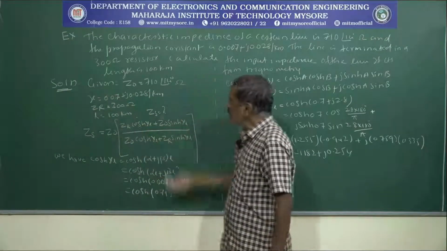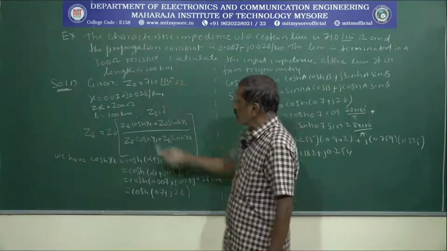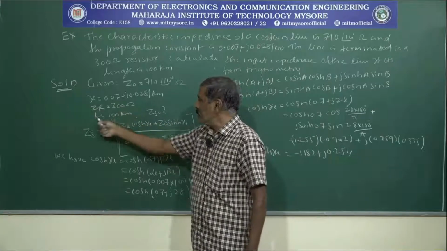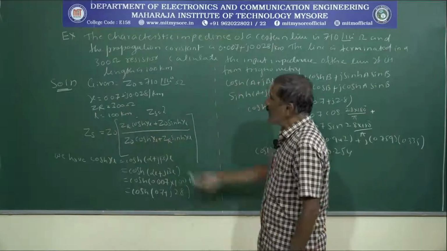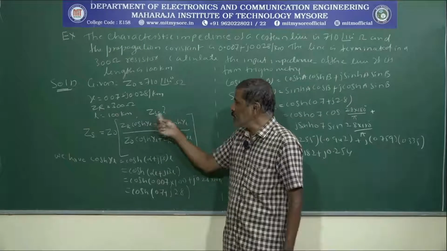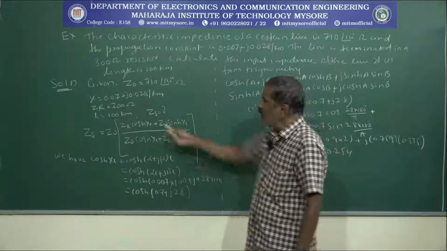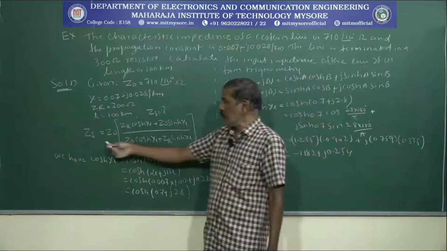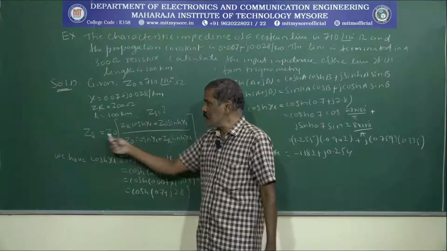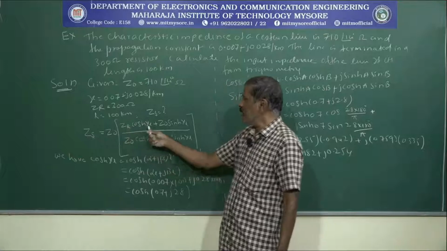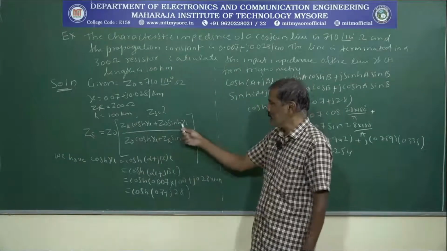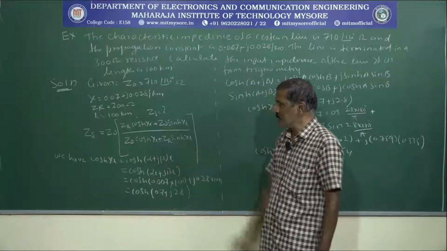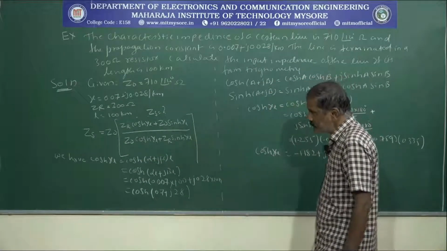For the solution, let us consider, write down the given parameters. Z0 is given, gamma is given, ZR is given and the length is given. You are supposed to calculate this Zs at a length of 100 kilometers. We know the formula for Zs: Zs is equal to Z0 into ZR cosh of gamma L plus Z0 sinh of gamma L, divided by Z0 cosh of gamma L plus ZR sinh of gamma L.